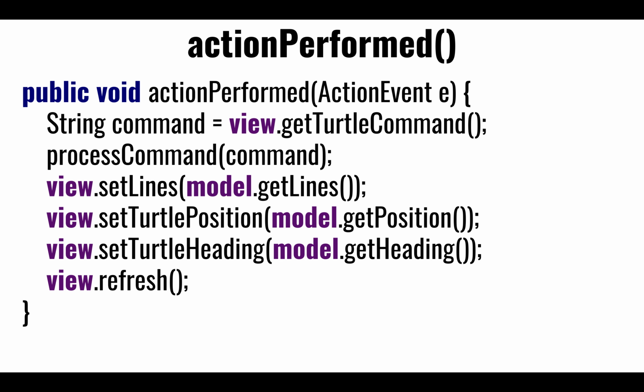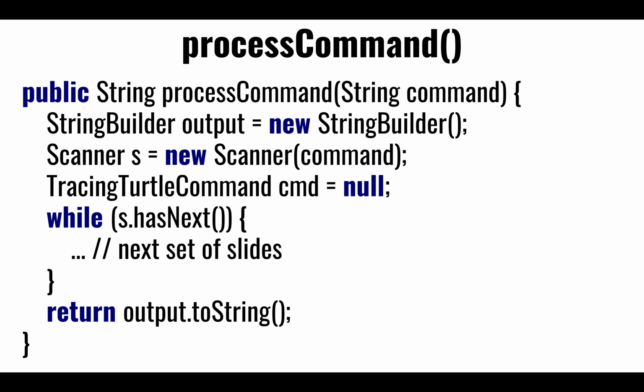So the controller, after having updated the model, will notify the view, hey view, these are the new lines. Here's the new position of the turtle. Refresh yourself. Re-render yourself. Right? Render the new version of the view, and the view will oblige and erase the old graphics and then re-render. So anyway, this is process command.